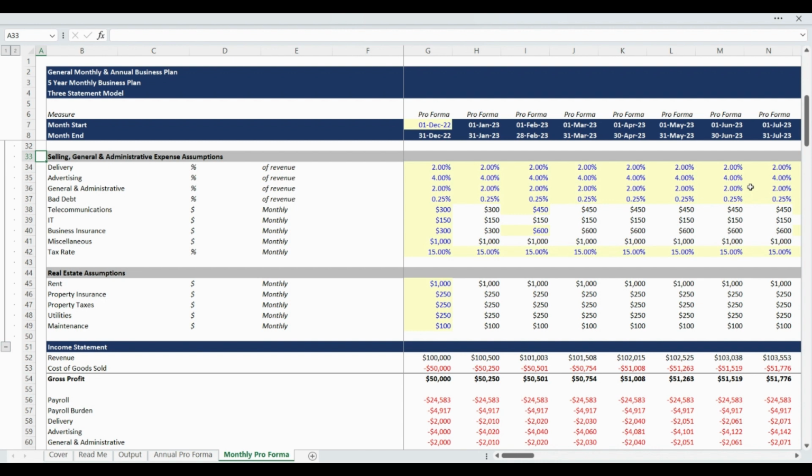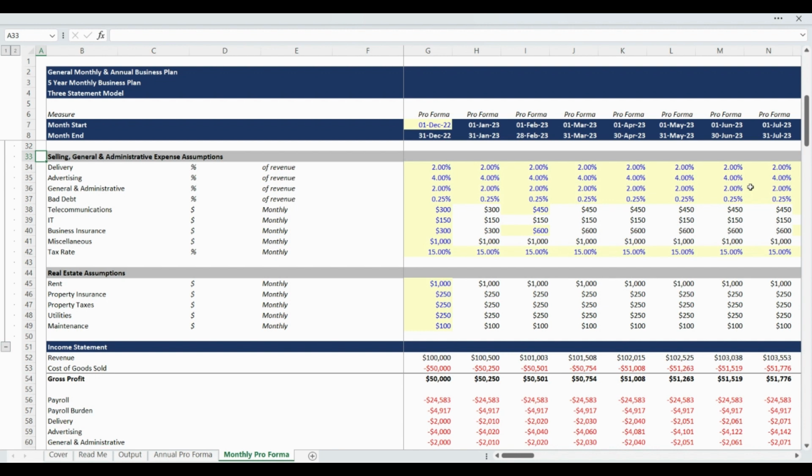The final operating assumption section is for real estate costs, which include rent, insurance, taxes, utilities, and maintenance costs. These values are entered as a flat monthly value to forecast the annual real estate and facility costs for your business operations.